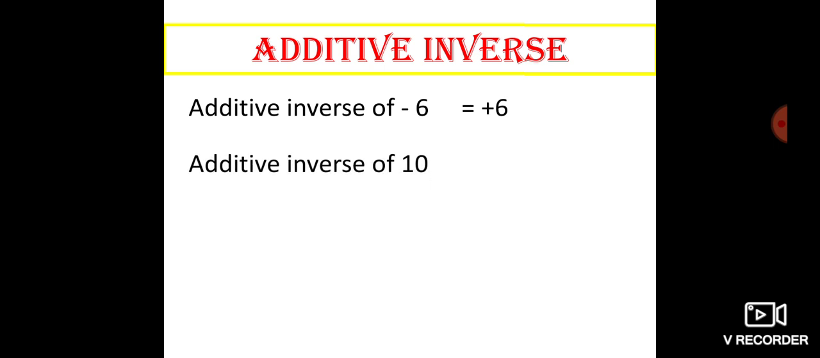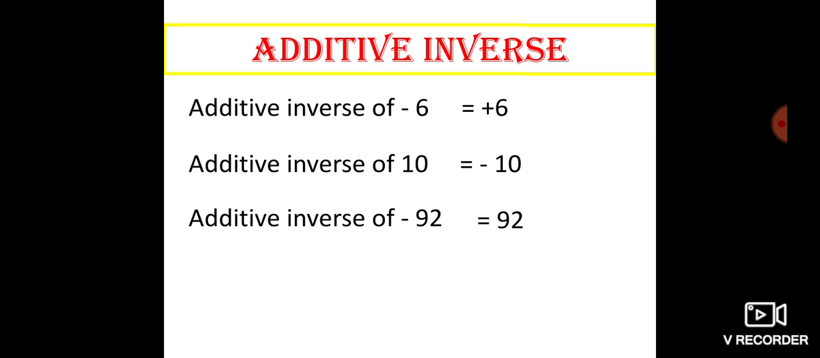Inverse means opposite. Through some examples, you can clearly understand what additive inverse is. For example, the additive inverse of minus 6 is plus 6. The additive inverse of positive 10 is minus 10. The additive inverse of minus 92 is plus 92. We just change the sign only, not the number.